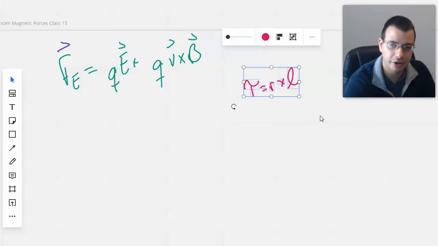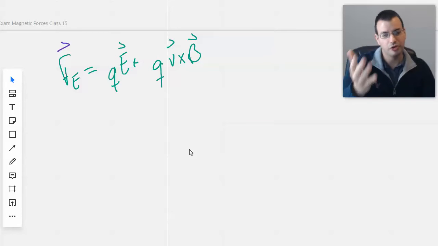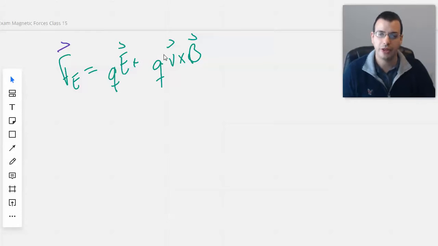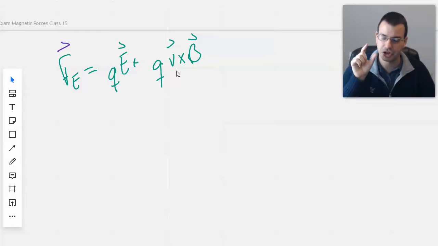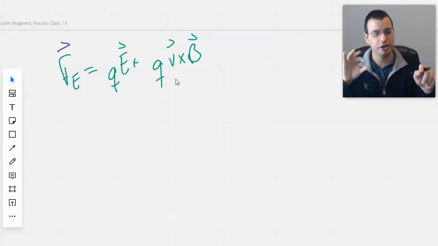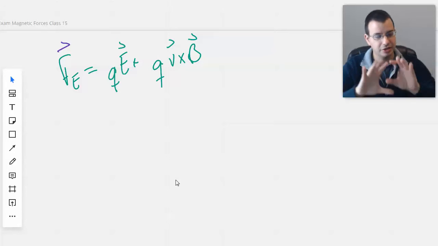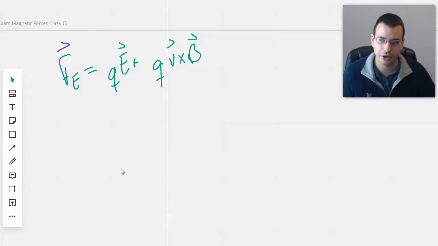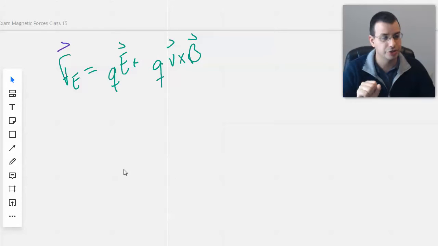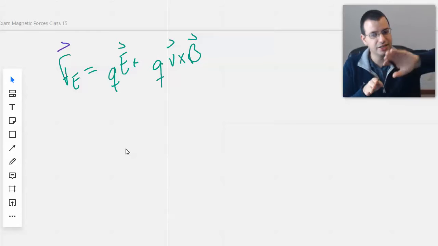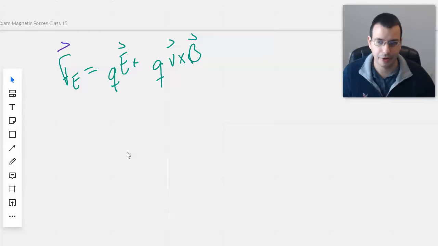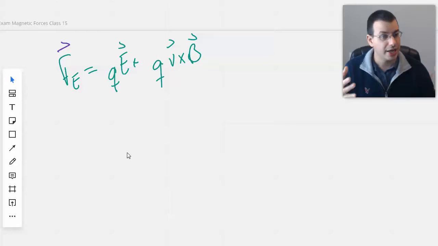So similarly here, you're going to feel more of a magnetic force when the charged particle is moving perpendicular to the magnetic field. Okay, so that is the formula for how you look at the force. Now we're going to kind of sidestep a little bit and talk more about what's actually going on.